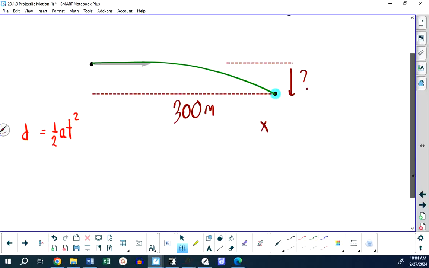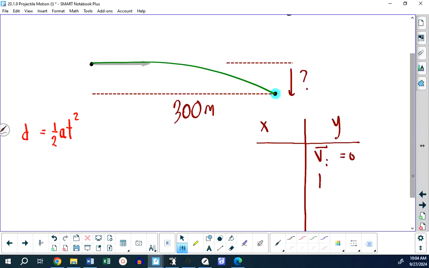So we can do our XY deal. And I would hope that you're getting very comfortable with these questions now. They're very basic. So Vi in this column is 0. D in this column is what we would like to find.